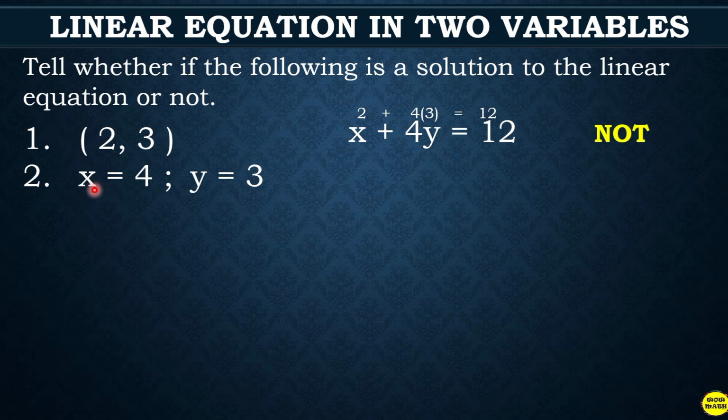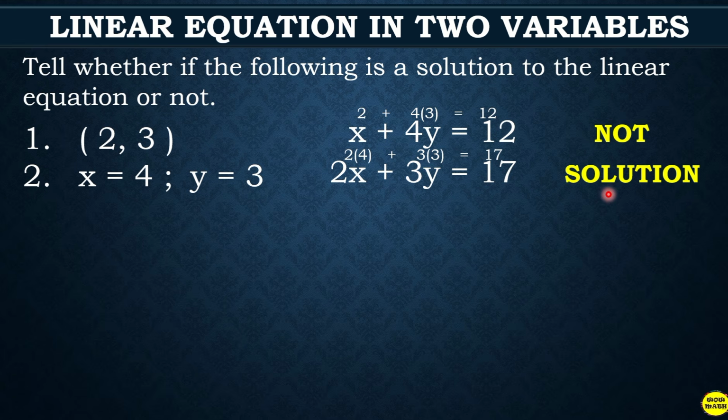Another. If x is equal to 4 and y is equal to 3, is this a solution of 2x plus 3y equals 17? So, substitute natin si x of 4, so 2 times 4, and then si y kay 3, so that is 3 times 3, so 9 plus 8, that is 17. So, this is a solution. Okay, now it's your turn.